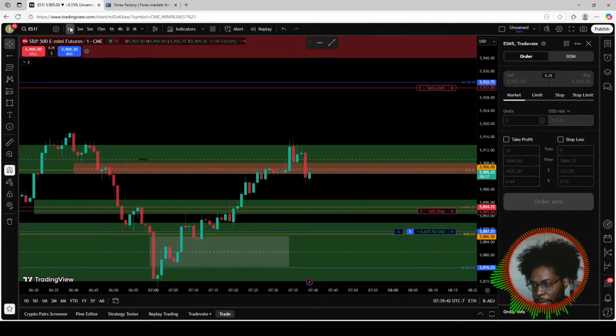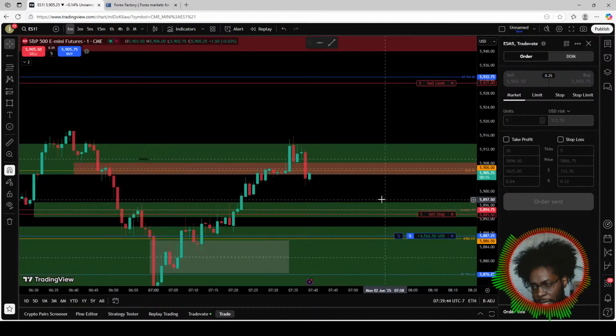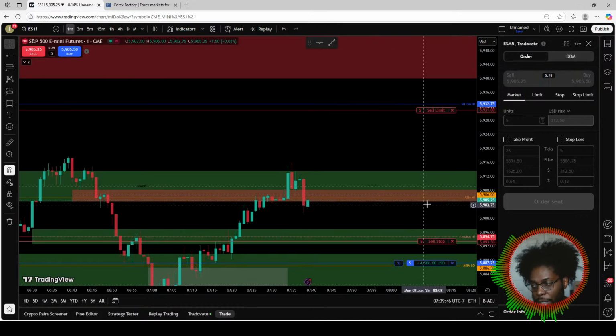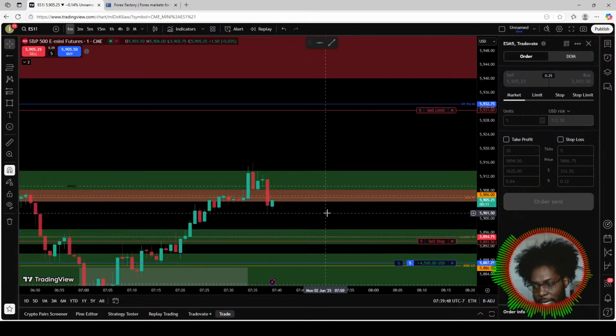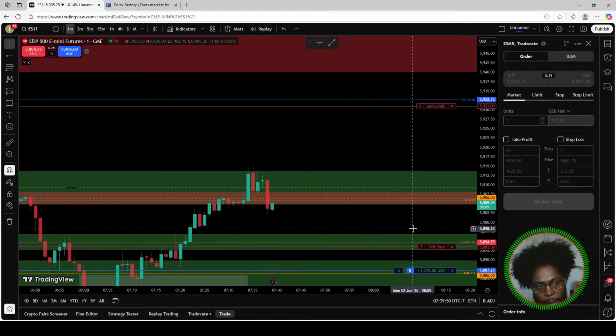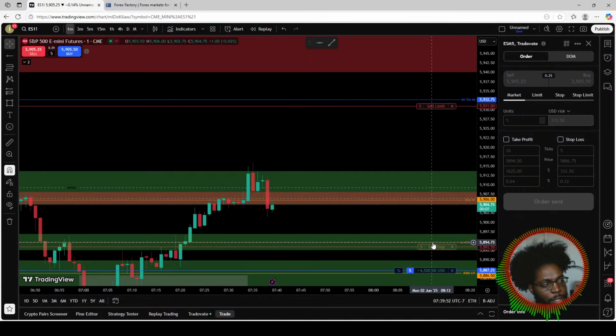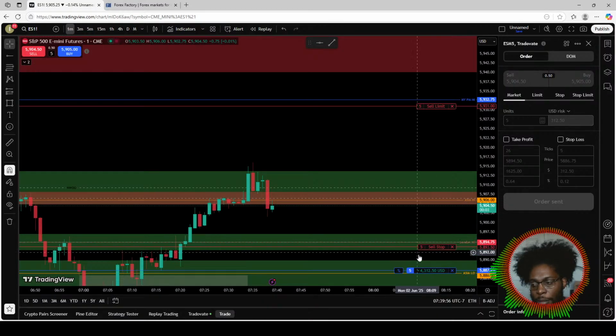Let's go back to the 1 minute. But at the end of the day, I'm still happy with this trade. I'm happy with how this played out. If I get full TP, that's cool. If not, I'm straight. We made our bread for the day.